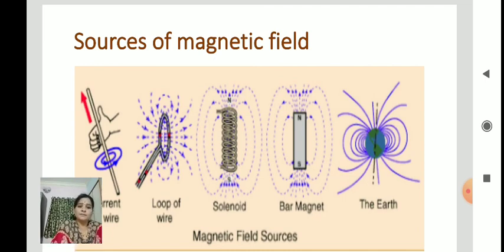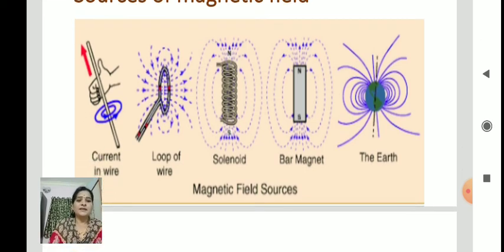A solenoid produces a magnetic field around it. A loop of wire produces a magnetic field around it, maybe a circular loop. A bar magnet produces a magnetic field. And planet Earth is a huge magnet, it also produces a magnetic field. So these are some sources of magnetic field.